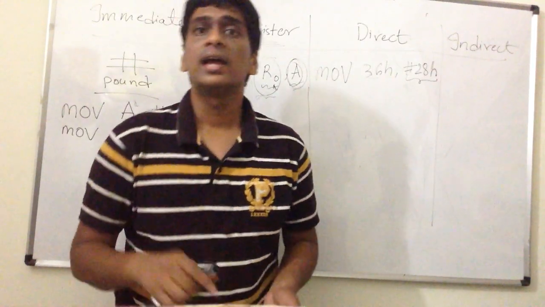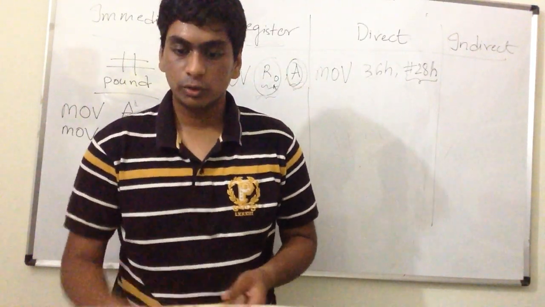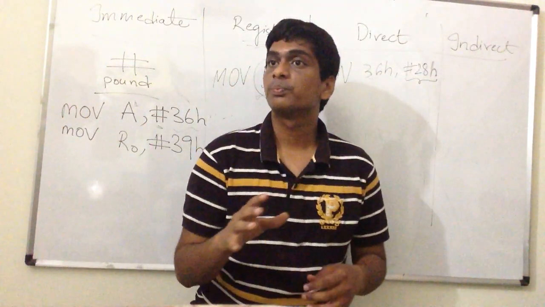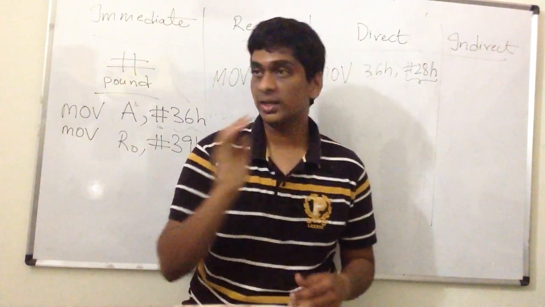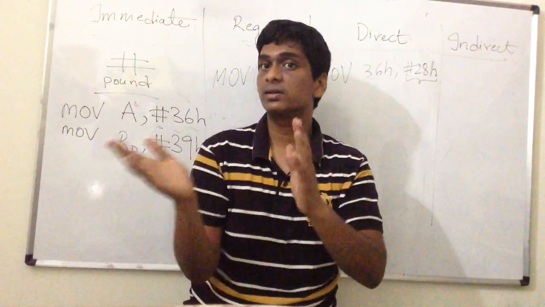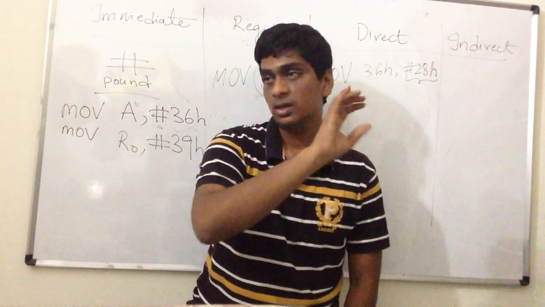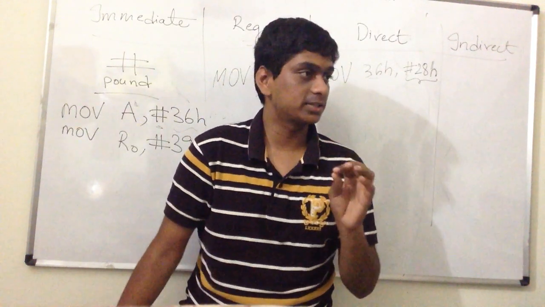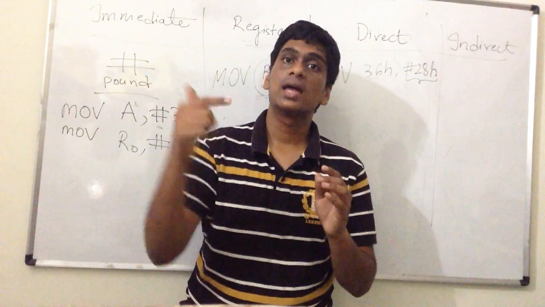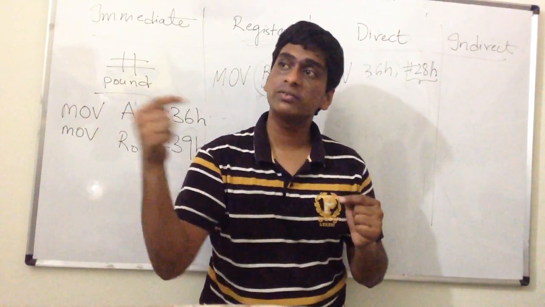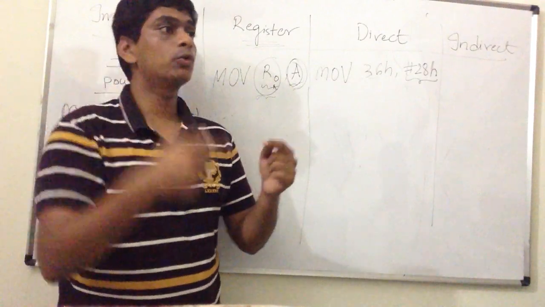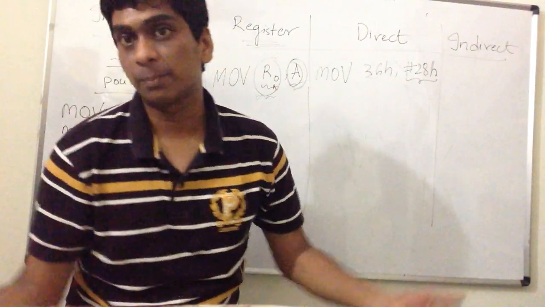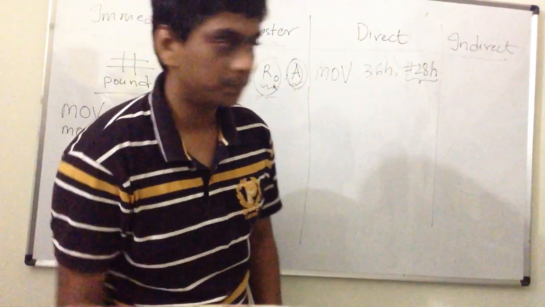The next is indirect addressing mode. In direct addressing mode, what did we do? We move from one memory location to another, directly transferring the data from the source to the destination location. In indirect addressing mode, you must have heard about pointers. You go to that memory location, then it points at something else. If the same concept applies here, then you have cracked indirect addressing mode.